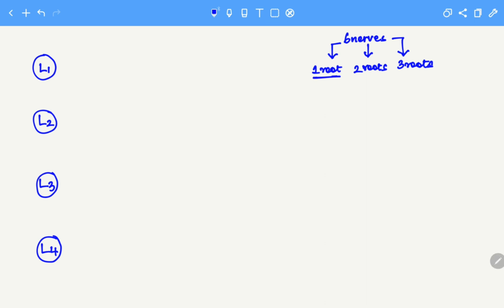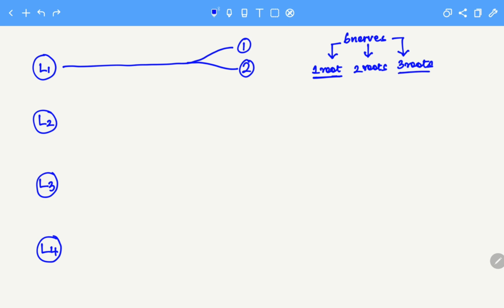First we'll draw the first group which has 2 nerves that emerge from one root. So this is the first group. This is the first nerve and this is the second nerve. So this is nerve 1 and this is nerve 2. So these are the 2 nerves that emerge from one root itself.